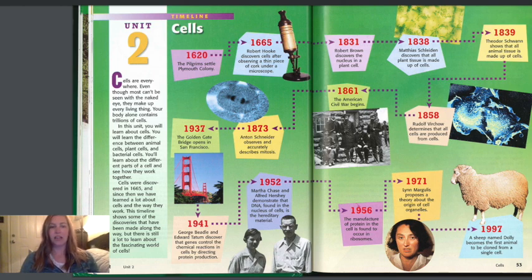Cells were discovered in 1665, and since then we've learned a lot about cells and the way they work. The timeline to the right of the page shows some of the discoveries that have been made along the way, but there is still a lot to learn about the fascinating world of cells.